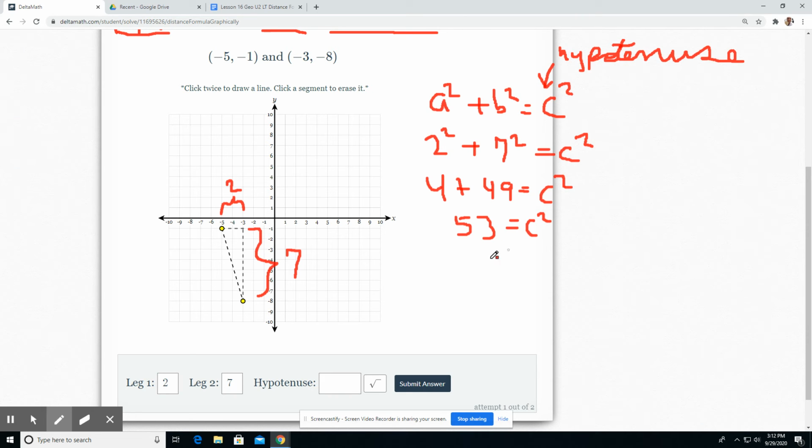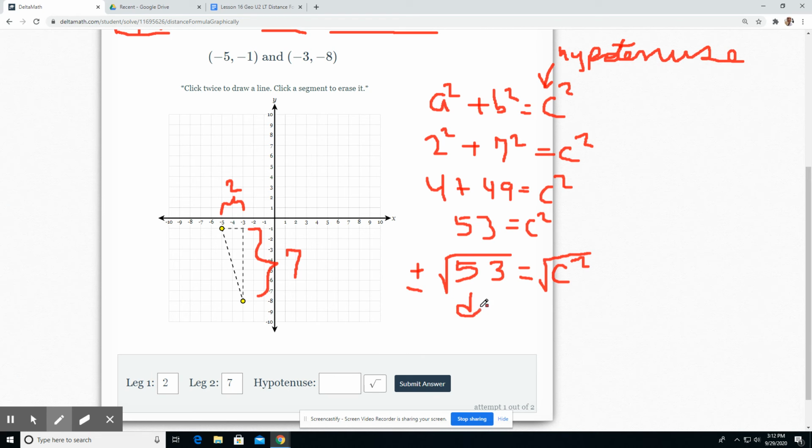Well, to get c by itself, what's the opposite of square? What's the opposite of square? Square root. When what you do to one side, you do to the other, don't forget the plus and minus sign. Whenever you undo a square, you have to have the plus and minus sign.